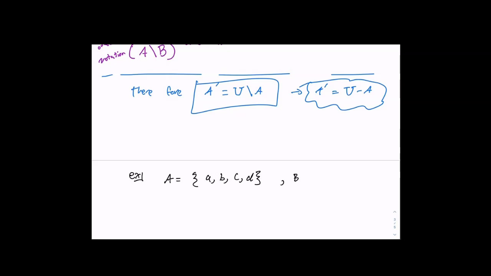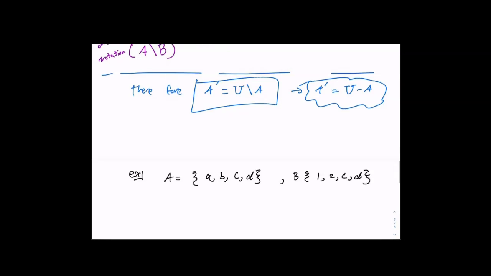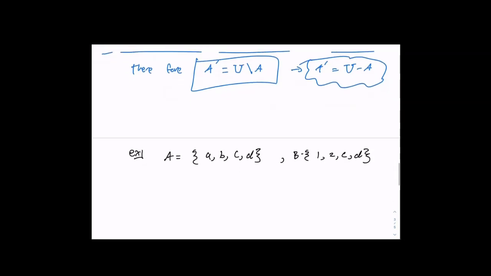And set B is defined as 1, 2, C, and D. Now I want you to notice the difference between this problem and the last problem. In the last problem, everything in B had to be in the other set. So now these two sets are not proper sets. One set is not a subset of the other. So that's the difference. In a universal set, we had to deal with subsets.